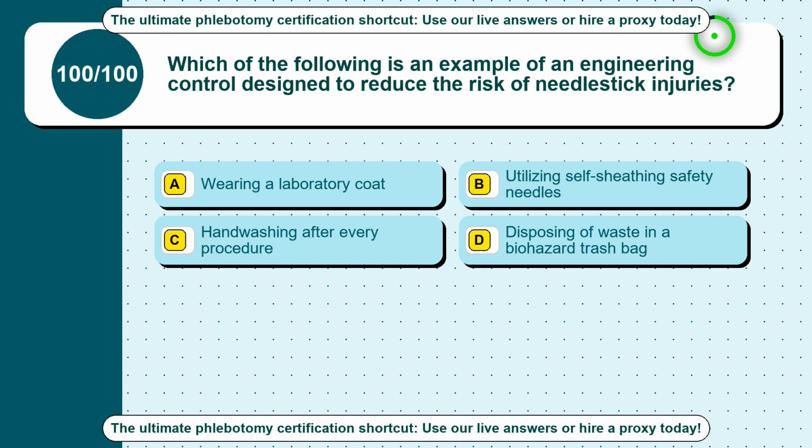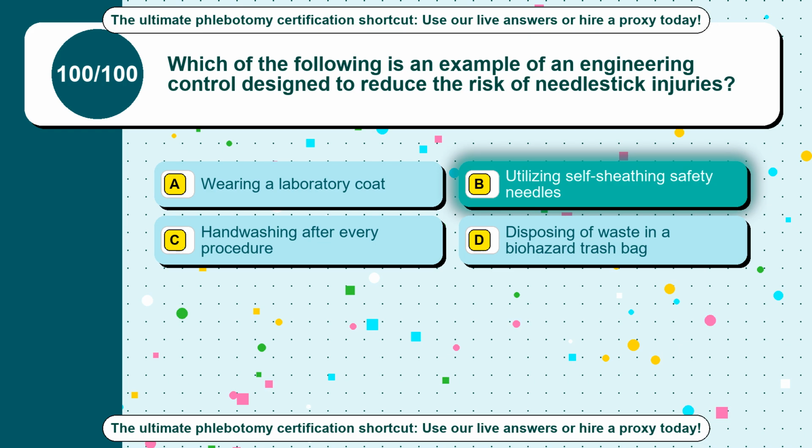Question 100. Which of the following is an example of an engineering control designed to reduce the risk of needle stick injuries? Option A, wearing a laboratory coat. Option B, utilizing self-sheathing safety needles. Option C, hand washing after every procedure. Option D, disposing of waste in a biohazard trash bag. The correct answer is option B, utilizing self-sheathing safety needles.